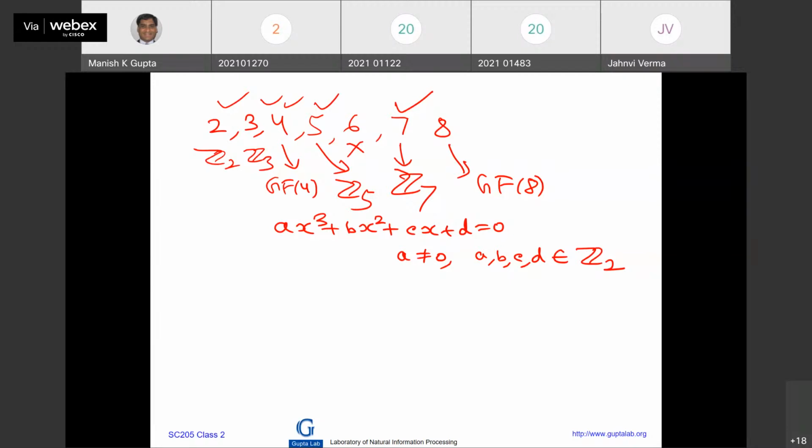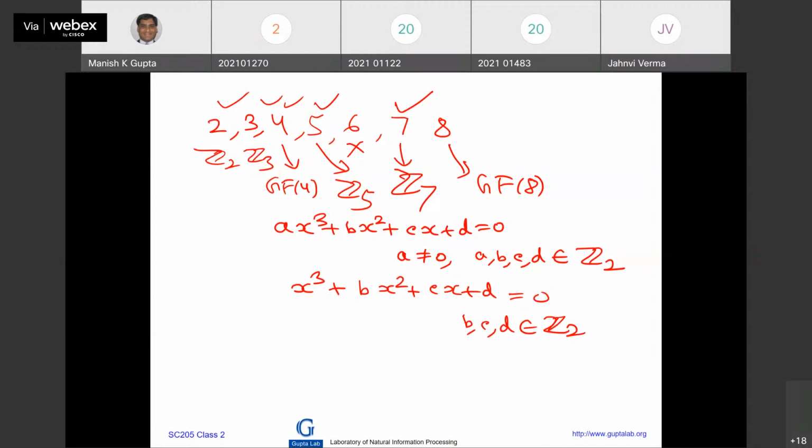We are over Z2. Fine. One possibility here, 2 here, 2 here, 2 here. So 2 into 2 into 2, 8 possibilities. So I can write down all of them. X cubed plus bx square plus cx plus d is equal to 0.